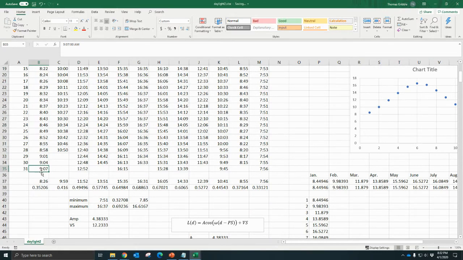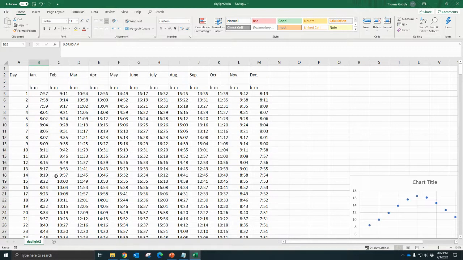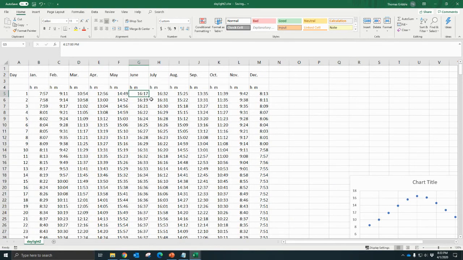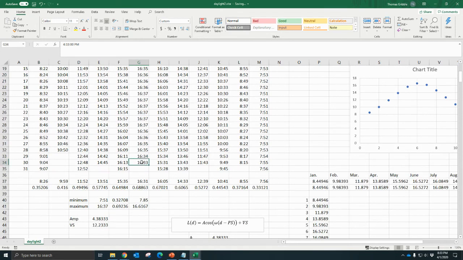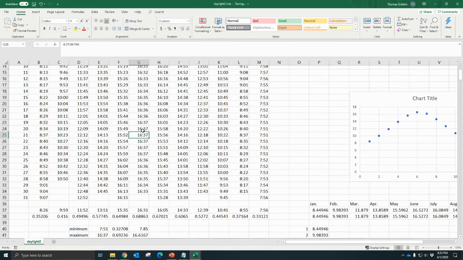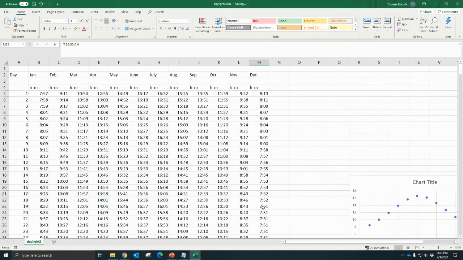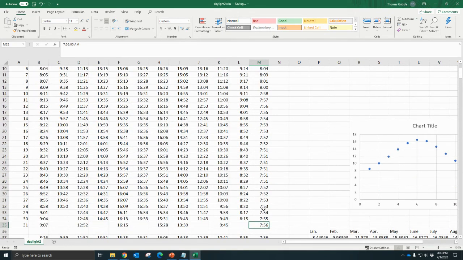At the end of January, it was 9 hours and 7 minutes. At the beginning of June, it was 16 hours and 17 minutes. And then at the end of June, it was 16 hours and 33 minutes. But it looked like it had a peak right here in mid-June of 16 hours and 37 minutes. And then by the end of December, it's back to low numbers, right? 7 hours and 56 minutes.